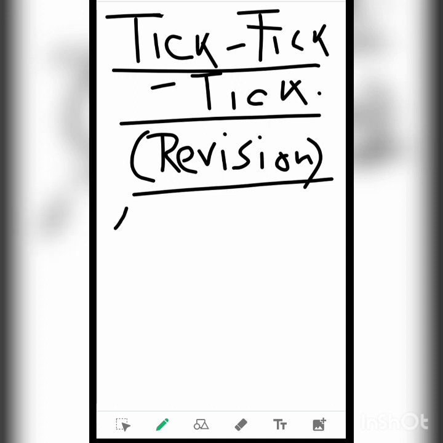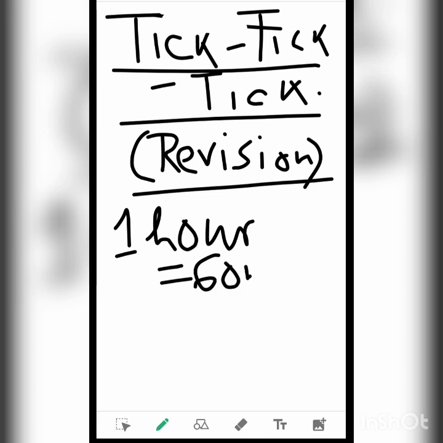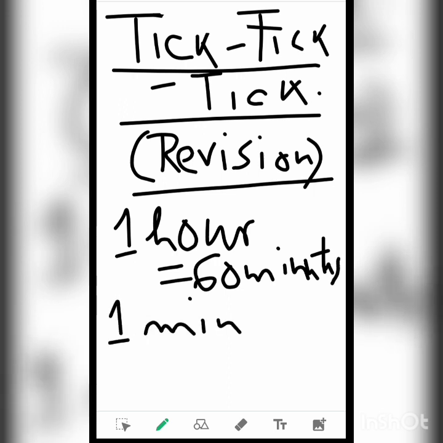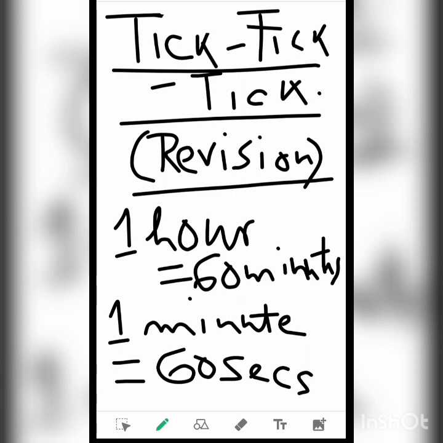You see that 1 hour is equal to 60 minutes. Similarly, 1 minute is equal to 60 seconds. So in this way we can convert 1 hour into minutes and 1 minute into seconds.